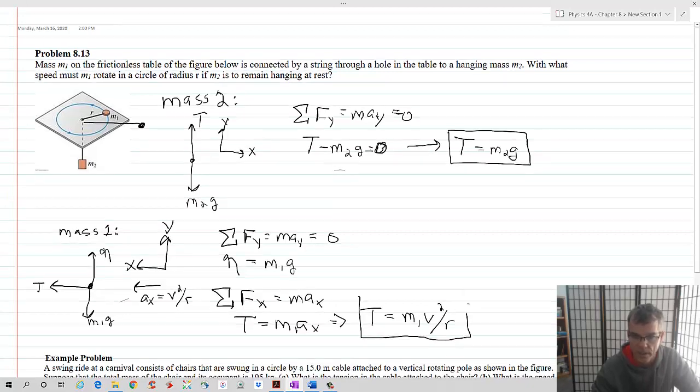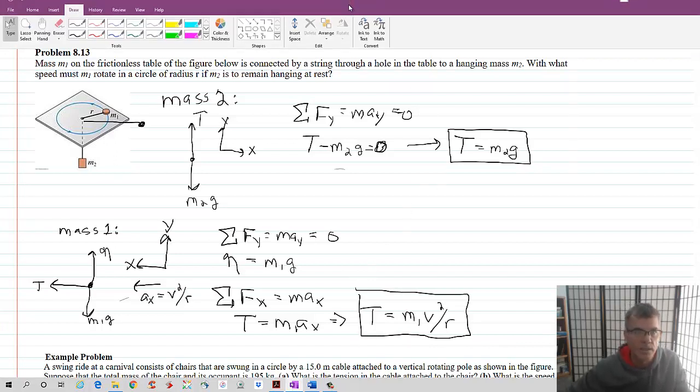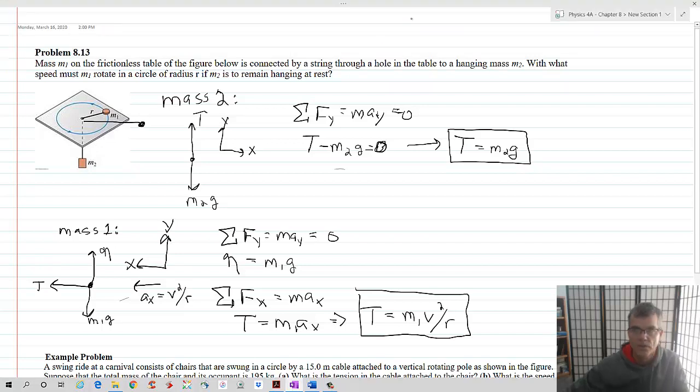So here is a second equation. One equation says tension equals M2g, and we got that from the fact that M2 is at rest. The second one is for tension, and even though we don't have a massless, frictionless pulley, the tension's still going to be the same everywhere in a rope. So I've got two equations. Both equations are for tension, so let's set them equal. I'm going to set tension equals M2g equal to tension equals M1 V squared over R.